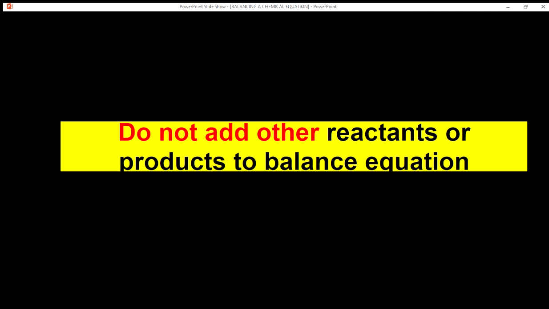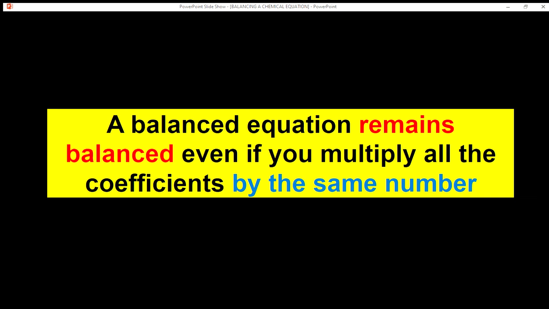For example, if we look back at the equation that we were discussing just now, the reactants are just octane and oxygen, and on the products side we have carbon dioxide and water. So do not add other reactants or other products to balance the equation. Whenever we are doing this balancing, just use all of the components given in the equation. And lastly, remember, a balanced equation remains balanced even if you multiply all the coefficients by the same number.